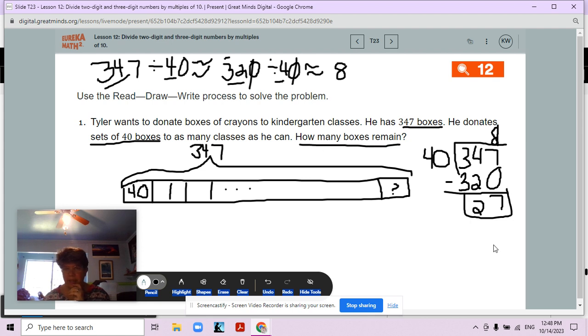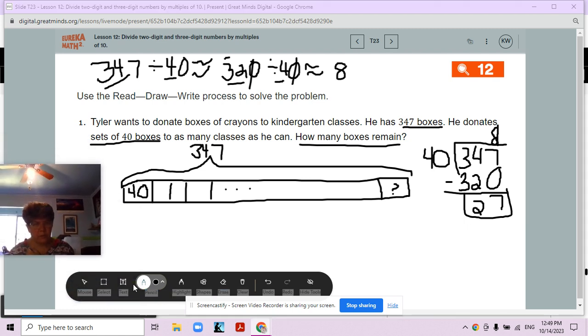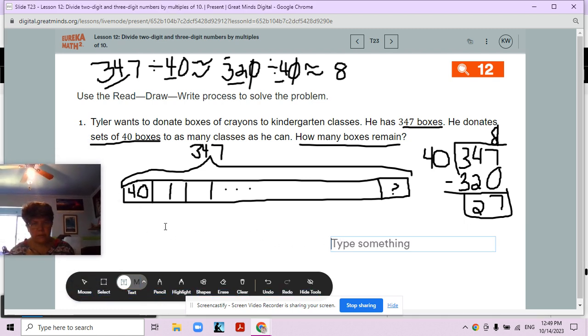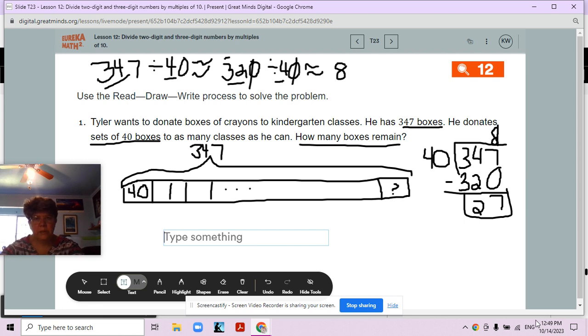27 boxes remain. A lot of times in division problems, they're not going to ask you how many classes he gets to donate to. Sometimes they're going to ask you how many remain. Okay, so we're going to write that in a sentence. We're going to write, there are 27 boxes remaining. Maybe he wants to give those to a pre-K or somebody like that.